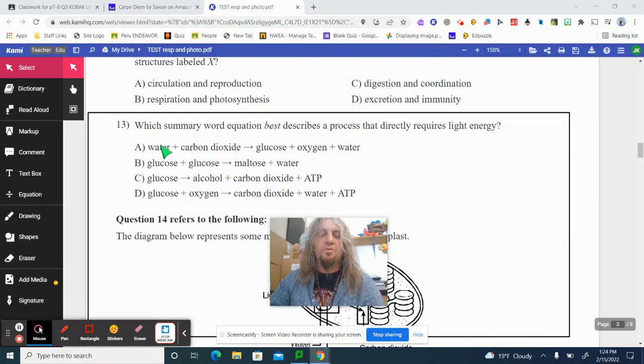Is it A. Water plus carbon dioxide makes glucose plus oxygen plus water? B. Glucose plus glucose makes maltose and water. C. Glucose makes alcohol, carbon dioxide, and ATP. Or D. Glucose plus oxygen makes carbon dioxide, water, and ATP.